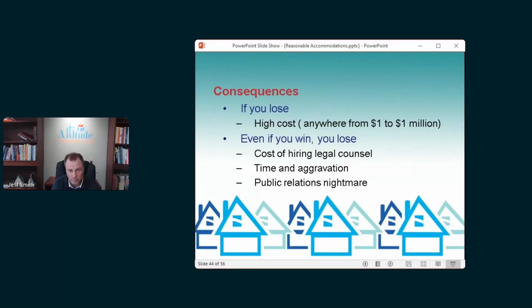These have big dollar amounts to them. So that's why we are so adamant that you get this to your attorney as quickly as possible. Even if you win, you lose. Even if we go through all this, we win, you're not going to be able to get your attorney's fees back. So the cost of hiring legal counsel is going to be gone. There's time and aggravation. There's the public relations nightmare. All of these things are bad for the association, obviously.